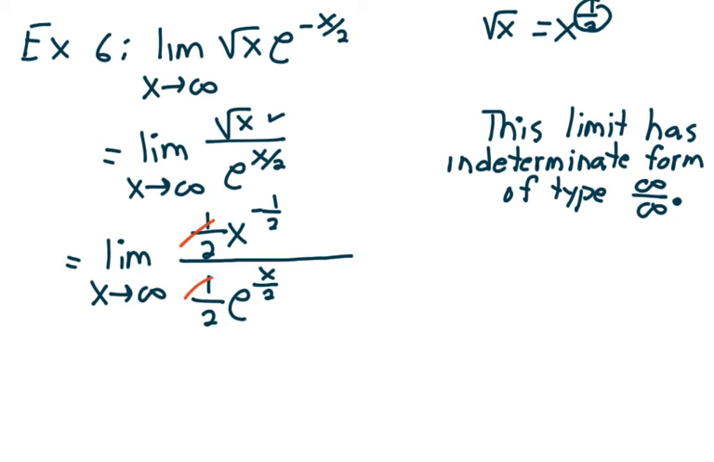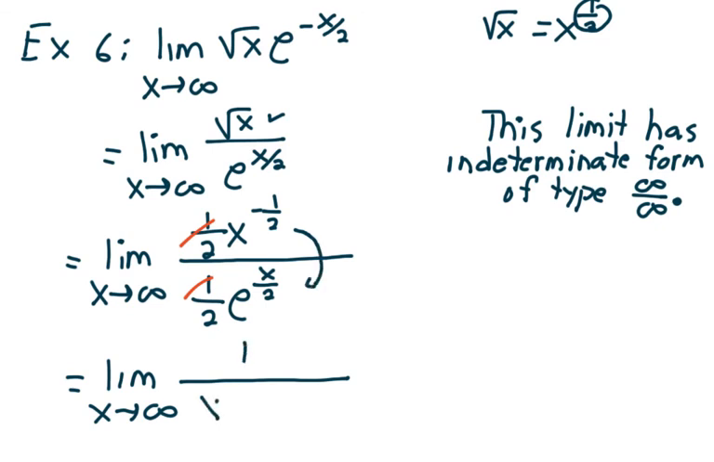And so this is the limit as x goes to infinity of. Now, I'm going to move that x to the negative 1/2 back to the denominator just by changing the exponent to a positive 1/2. And then we're going to multiply by e to the x over 2. But as x gets big, this whole limit goes to 0. So the answer to this one is 0.